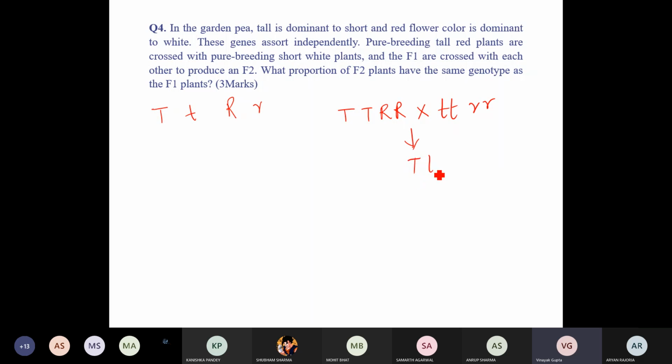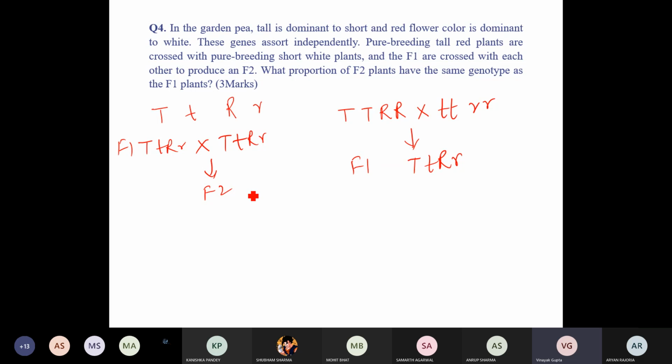Then definitely this is your F1 generation. They are crossed with each other, and you are going to get F2 from here. You have to tell what proportion of F2 plants have the same genotype as the F1 plant. So one approach is your Punnett square, which is going to take time.